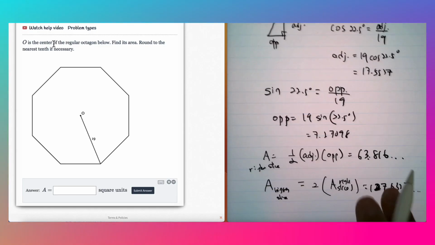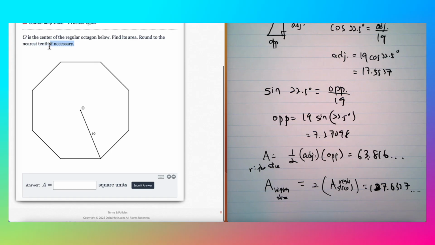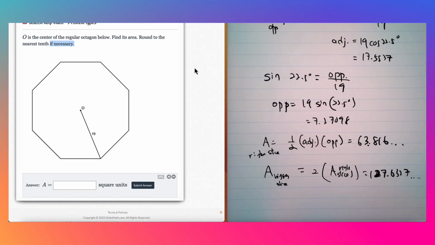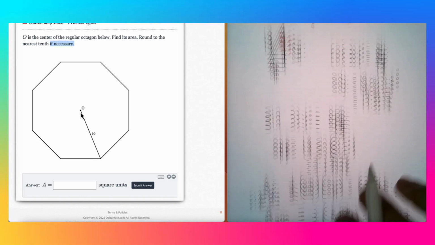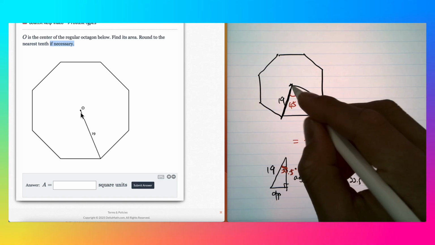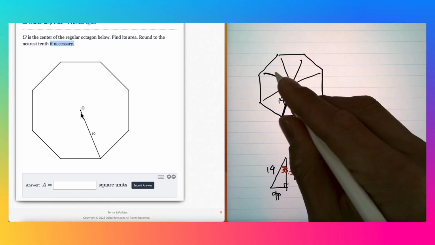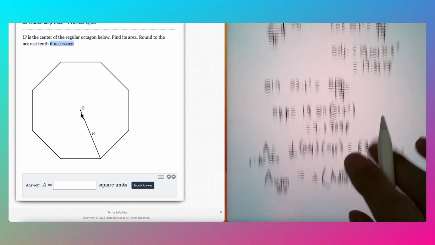Okay, for now you can keep as many decimals as possible because we'll round to the nearest tenth at the end of the steps. Don't try to round every single step because you will be off. Okay, so once we get that, then we have 8 of these. If I go back to the picture here, I just got this big slice, and there's 8 of them: 1, 2, 3, 4, 5, 6, 7, 8. Now we multiply that by 8.